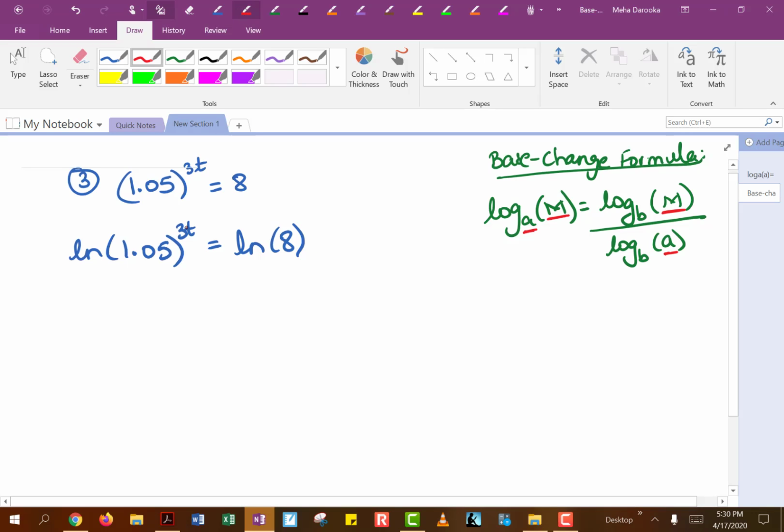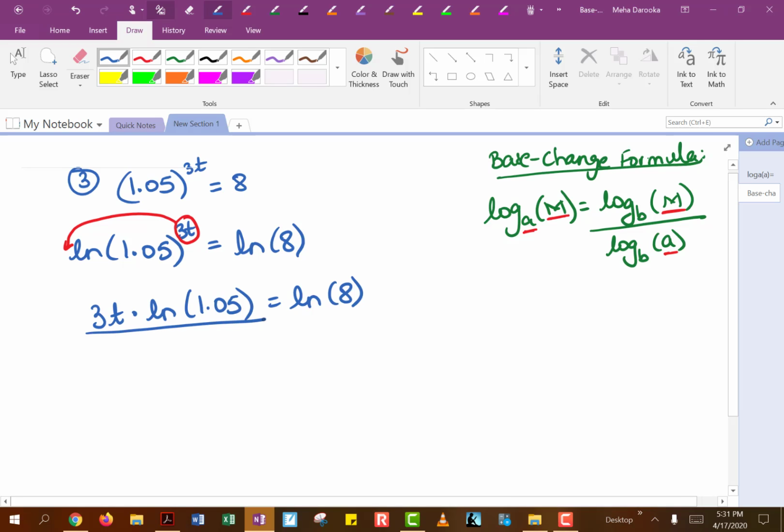So when I take the natural log like I did, I can now use my power rule to bring this exponent down to our base level, right? So we can now have 3t multiplied by natural log of 1.05 equals natural log of 8, to get 3 and natural log of 1.5 on the other side, and get t by itself. Of course, we need to divide by 3 and the natural log of 1.05, so divide by 3 times natural log of 1.05.